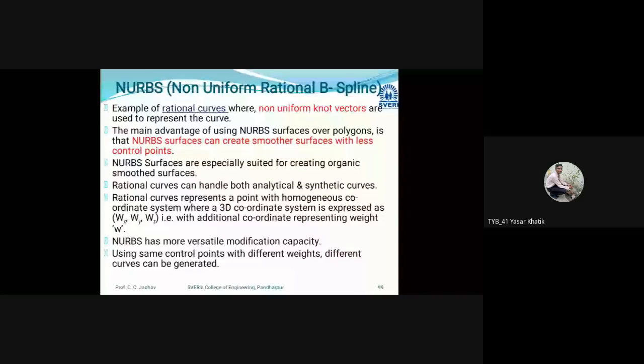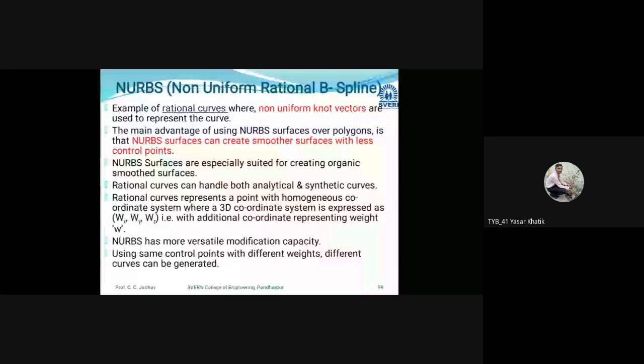In the previous curve you cannot exactly show, for example, the circle. You can take the example of the circle, but it does not look exactly like a circle, but in the NURBS curve it will show an exact circle. So it is a representation of the superset of all the synthetic curves. It can handle both analytical and synthetic curves. So that is the most important advantage of this curve over all the curves.